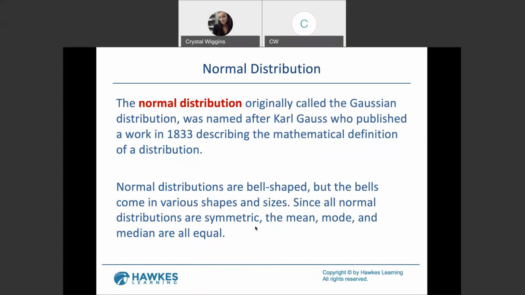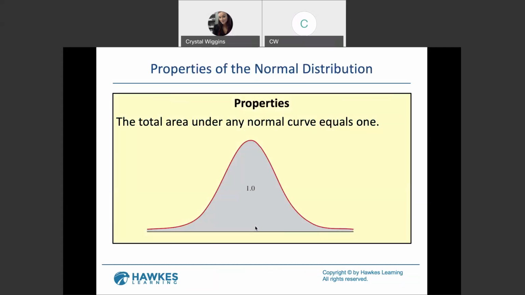Recall, we use the mean and median often to determine the shapes of distributions. When they're equal, we are indicating a symmetrical curve. If the mean is greater than the median, it's skewed right. And if the mean is less than the median, it's skewed left. The total area under this curve equals 1.